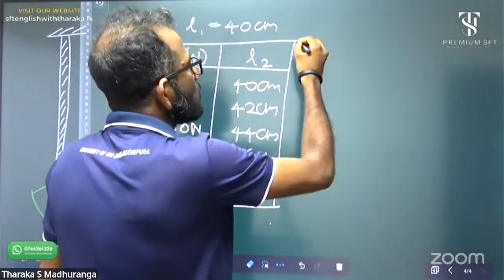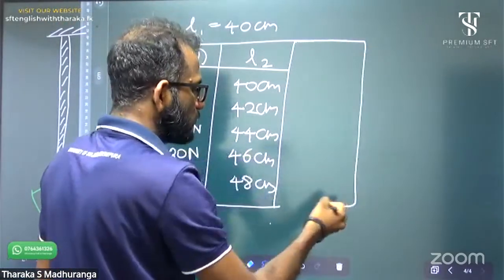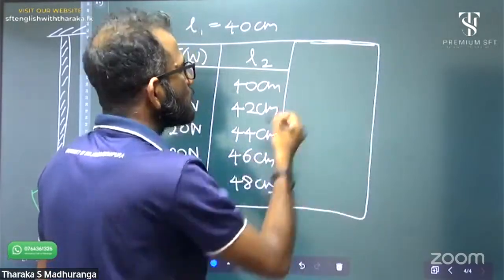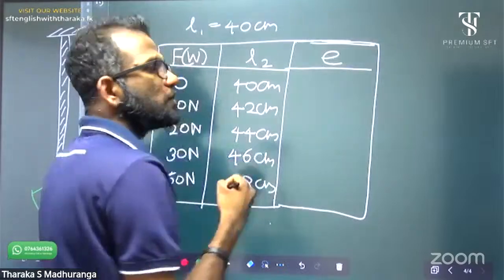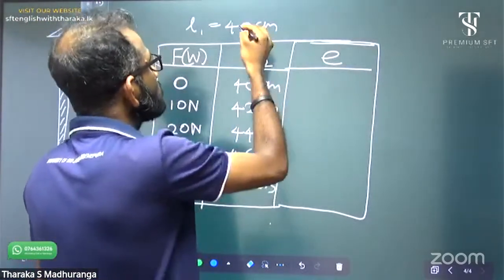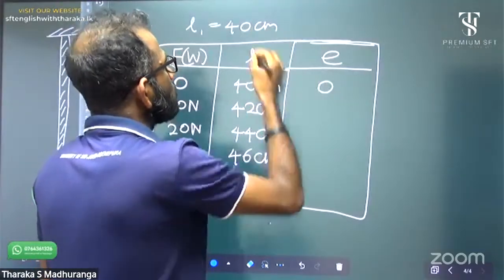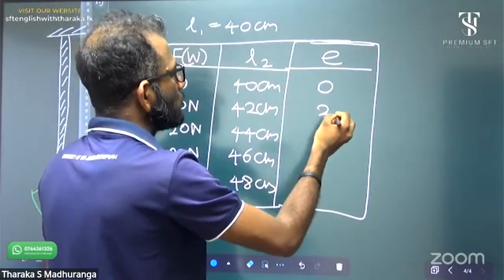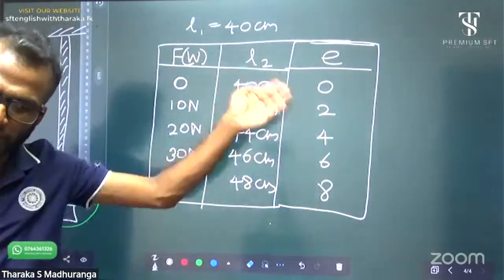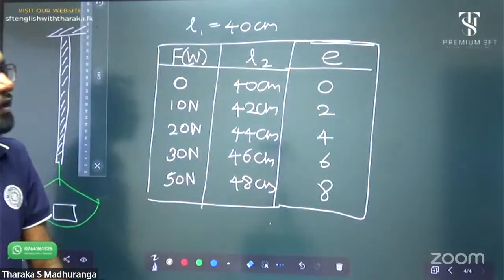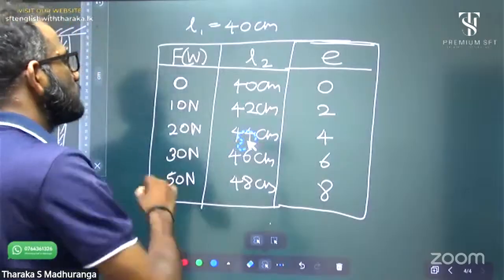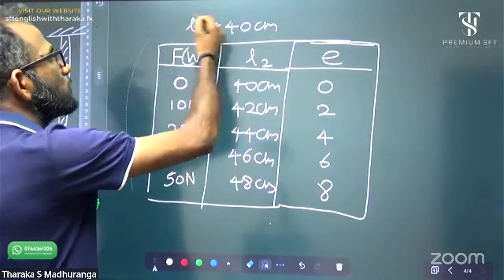Right? Then you can find the extension. Let's make the extension, E. Extension equals L2 minus L1. 40 minus 40 is 0, 42 minus 40 is 2, 4, 6, 8. They are the extensions, and they are the applied forces. Right? Now you can draw. Very simple practical. In the theory class also we already discussed.